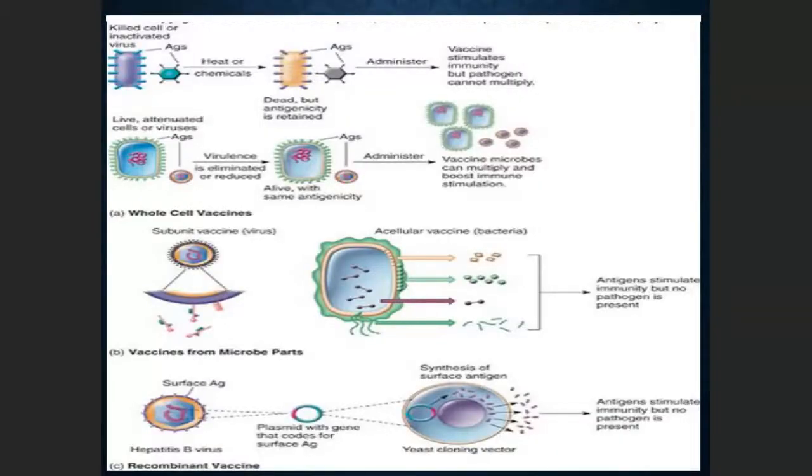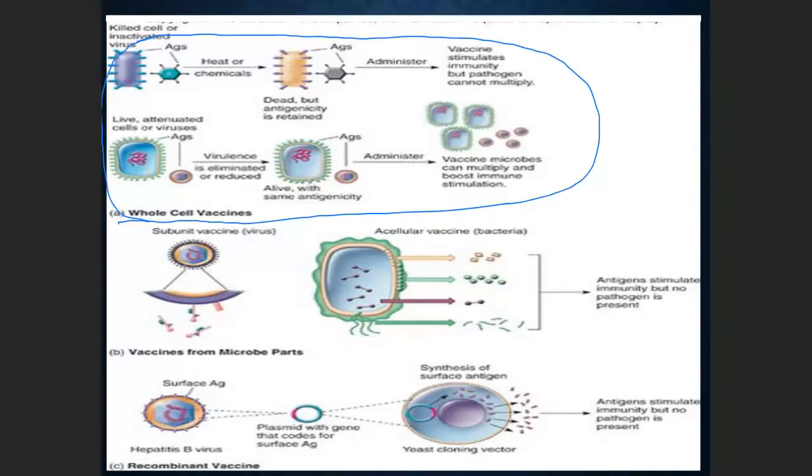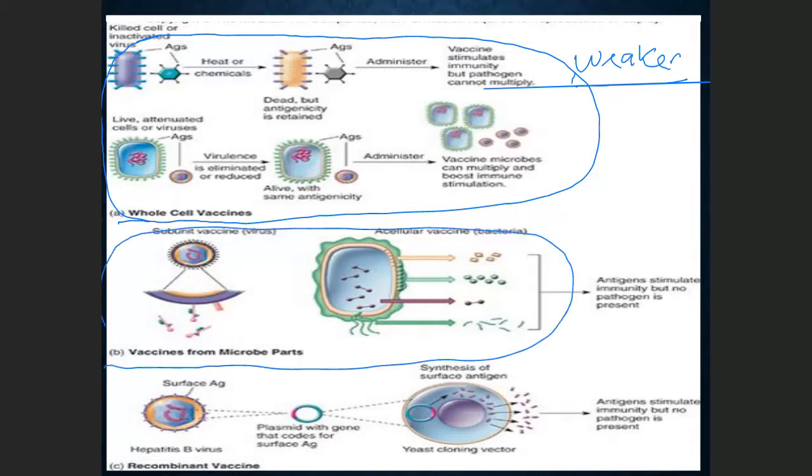So this is the picture. So the whole cell over here. The whole virus is actually injected, but that virus that is injected is weaker. It's a weaker virus, or maybe just part of the pathogen. Like for example, maybe just part of the spike of the viruses, okay, part of the cilia or whatever, part of the cell wall, for example, of the bacteria, injected into the cell.